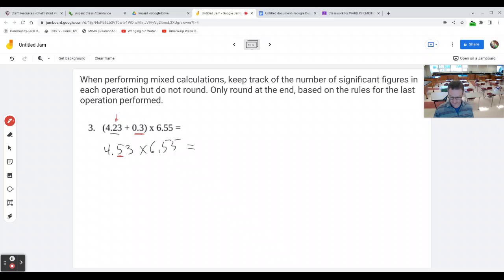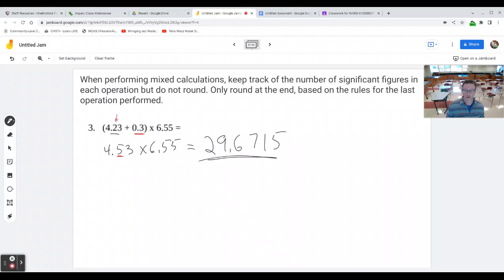When I multiply them together, I get 29.6715. Okay, so here's where, now we've done all the calculations. So this is the final answer. I've carried all my decimal places through the whole thing. I didn't round anywhere along the way.